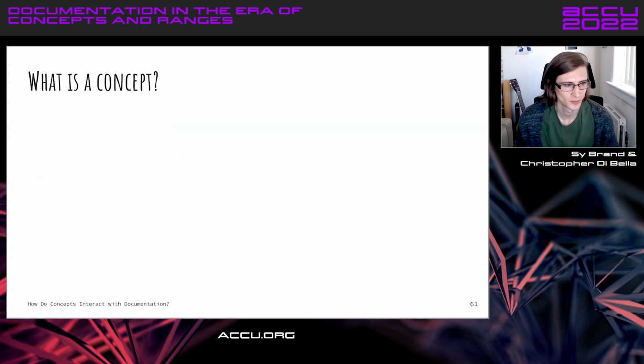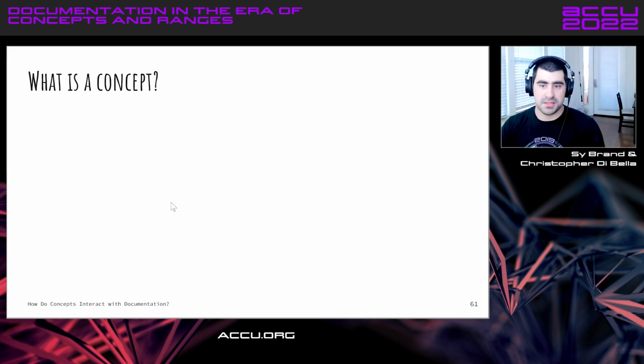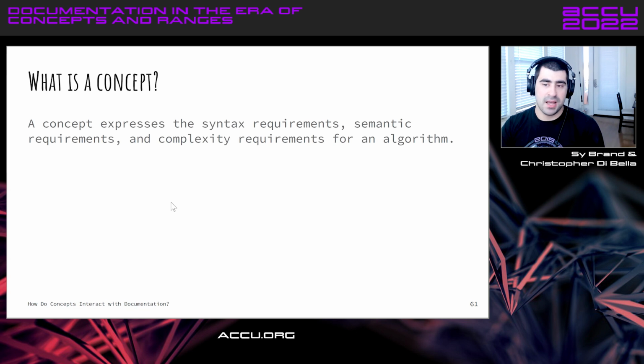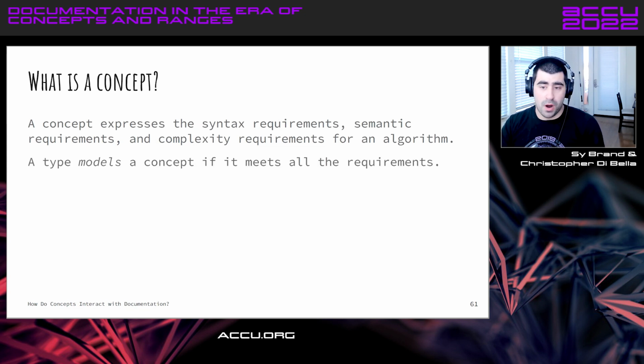Okay, so very, very quickly, but formally still, a concept expresses the syntax requirements, semantic requirements, and complexity requirements for an algorithm. Essentially, that means that an algorithm has a bunch of things that it needs in order to work, and if we don't meet these things, then it's going to be problematic. We say that a type models a particular concept if it meets all of these requirements.